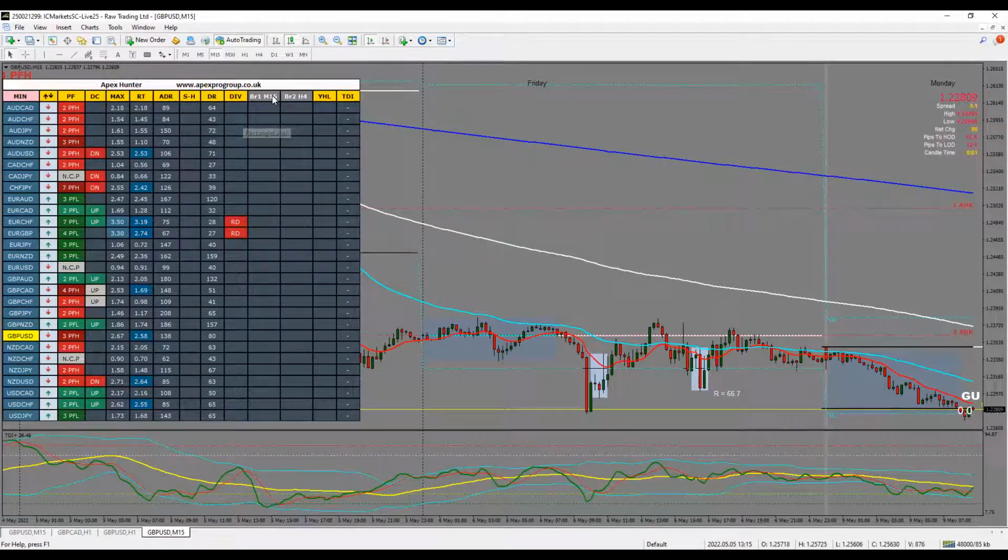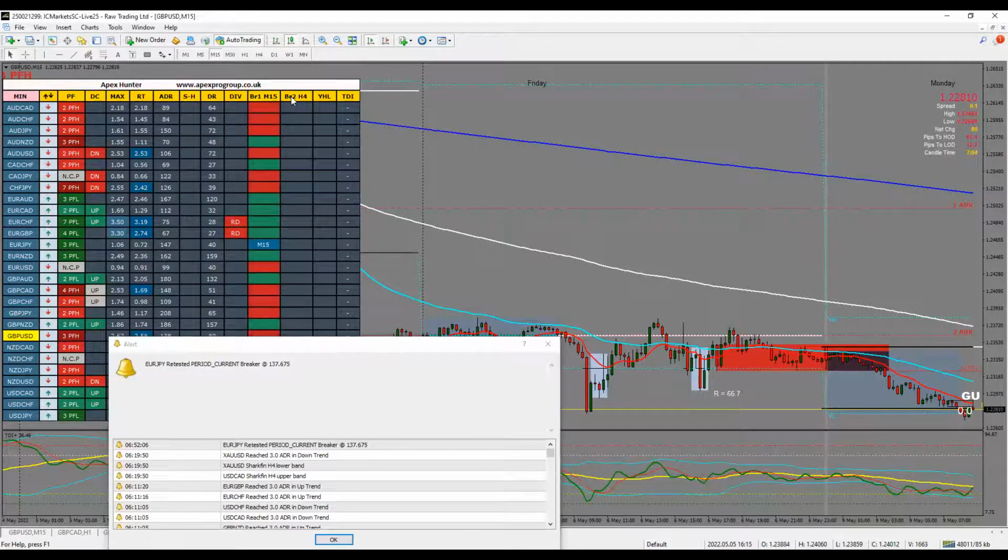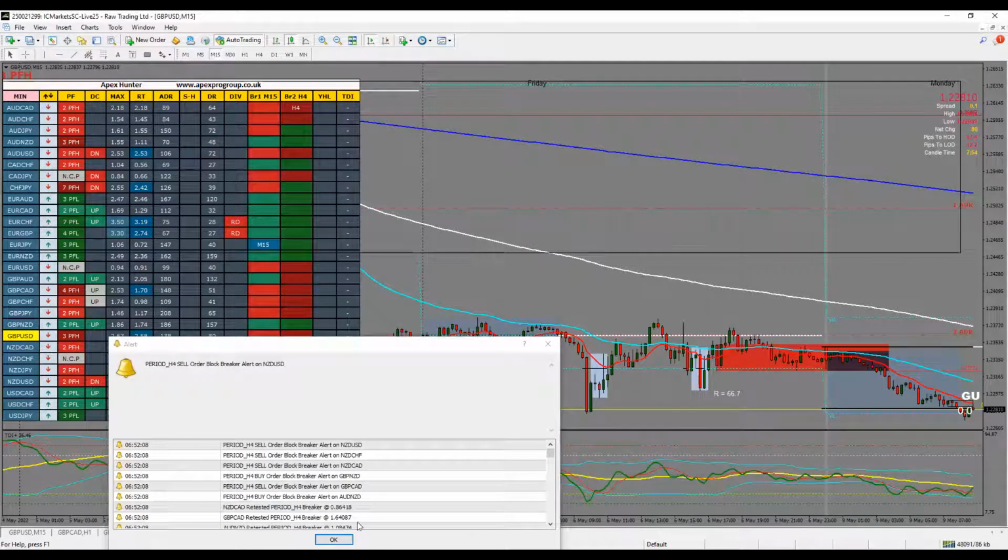So let's take a look at the breakers. When I turn these on, I'm going to get lots of pop-up boxes, I think. Yeah. Okay, so this will tell us, this is updating obviously at the moment.